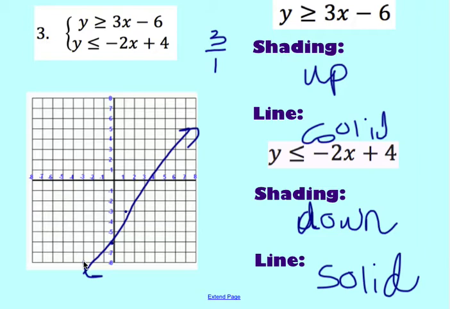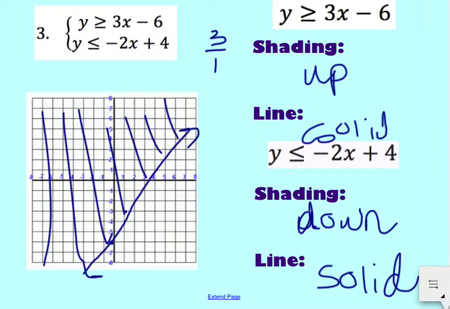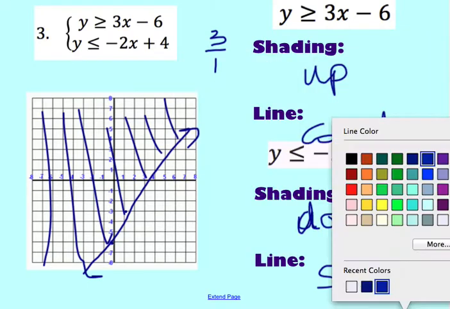Then I know I need to shade up from that line, so I'm just going to lightly shade because I need to see where it's going to cross the other line. If it helps you to use two colors, use two colors. Oops, wrong one. I'm going to do that just to make it easier.